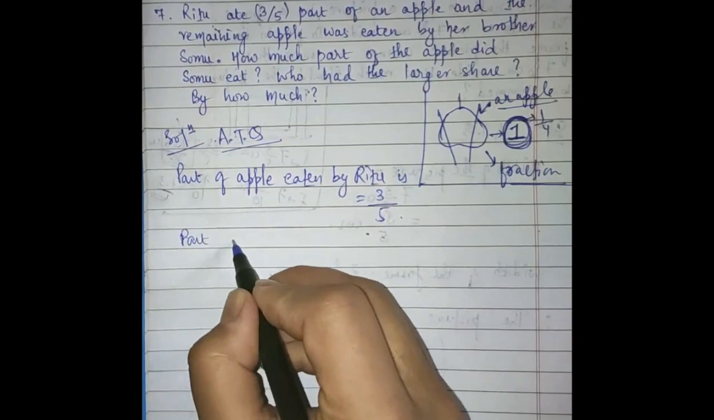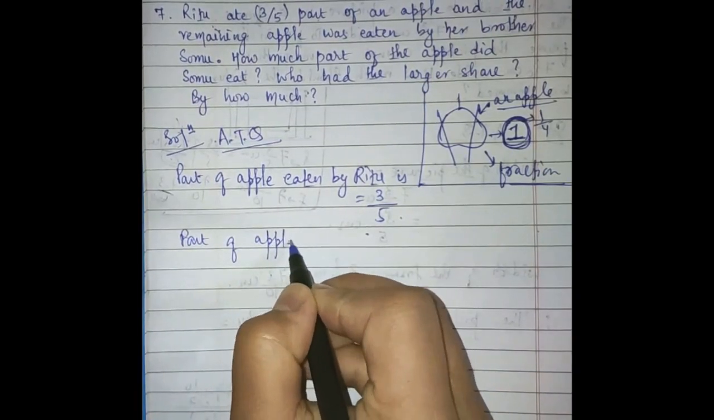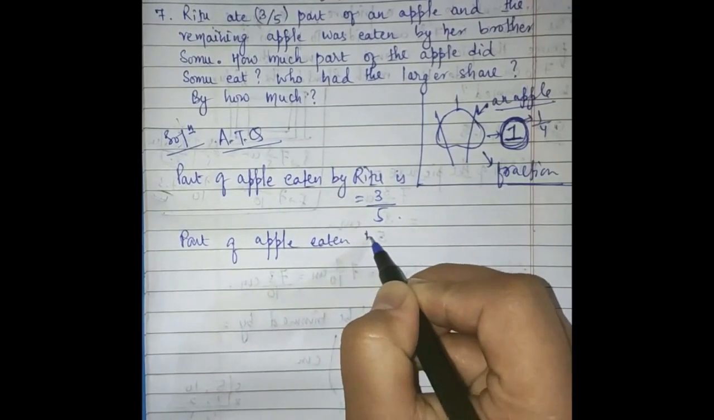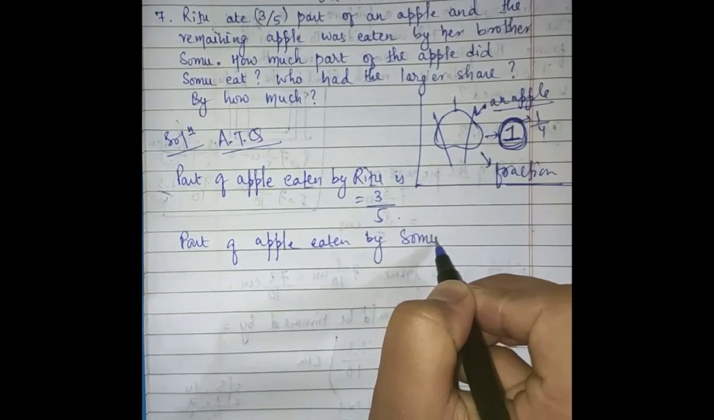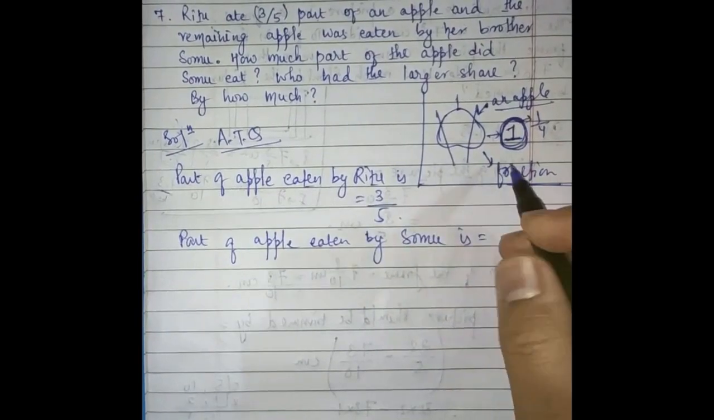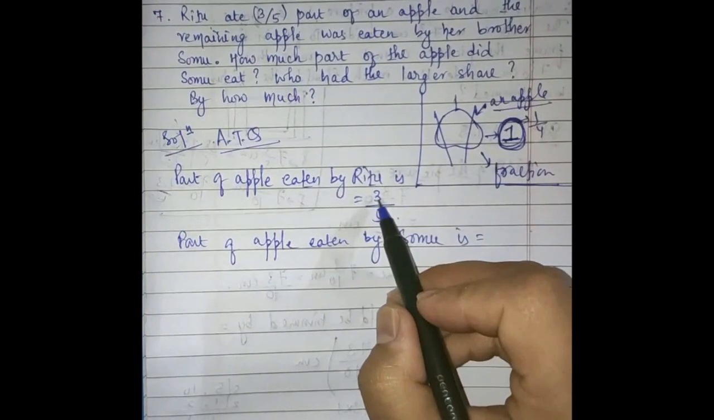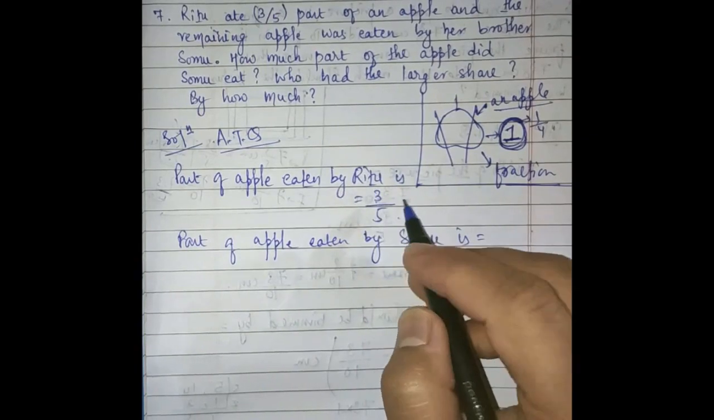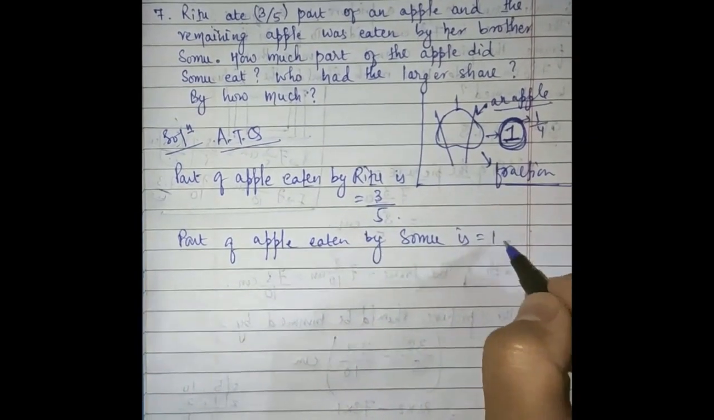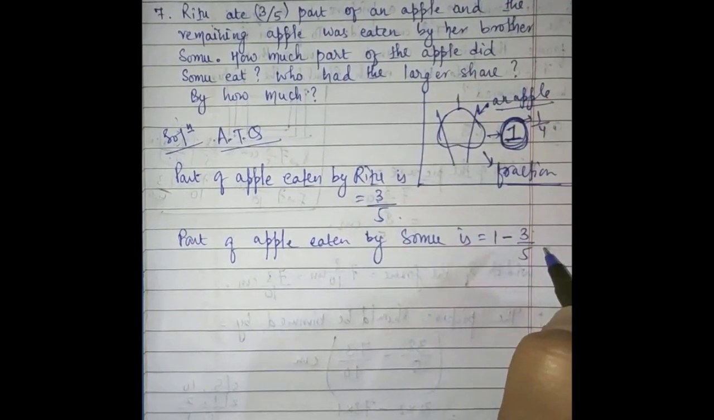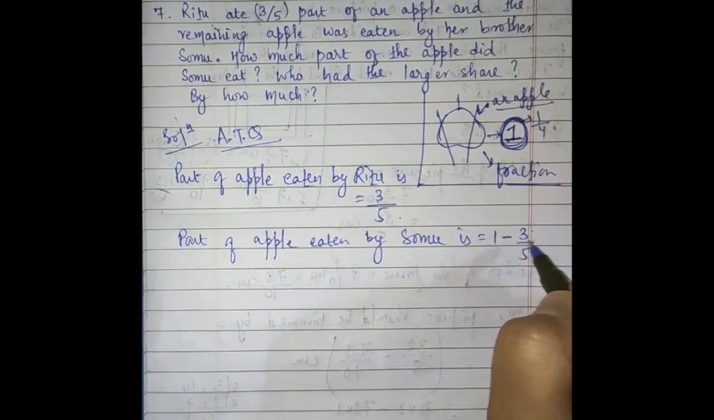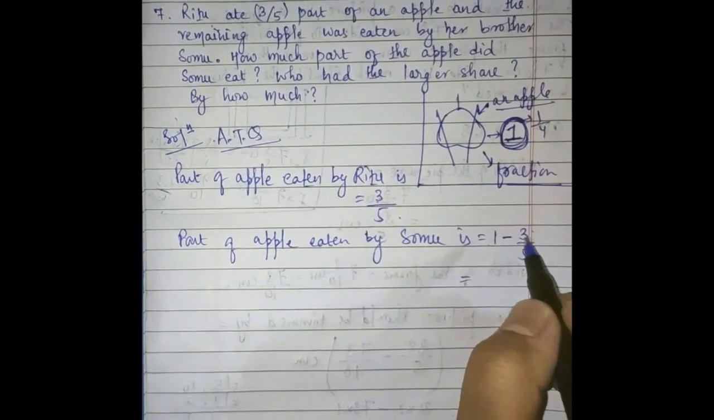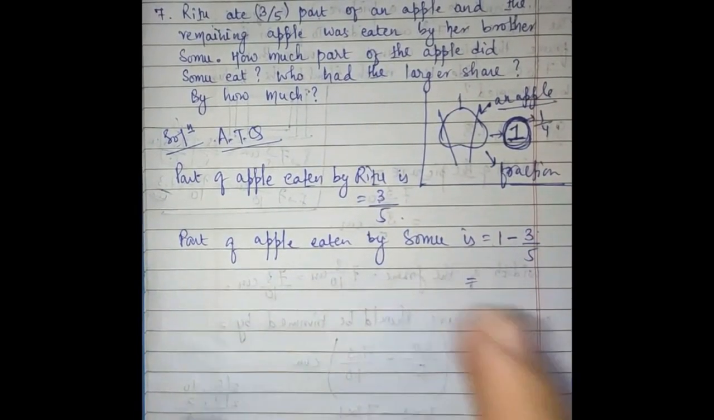To calculate that, part of apple eaten by Somu is, out of 1, his sister Ritu ate 3 by 5. So 1 minus 3 by 5. Out of this whole, this 3 by 5 was eaten by Ritu. Now how much is left? That will be eaten up by Somu.